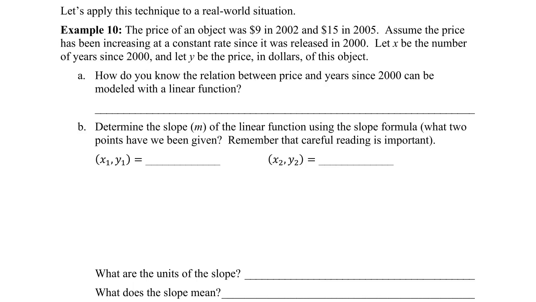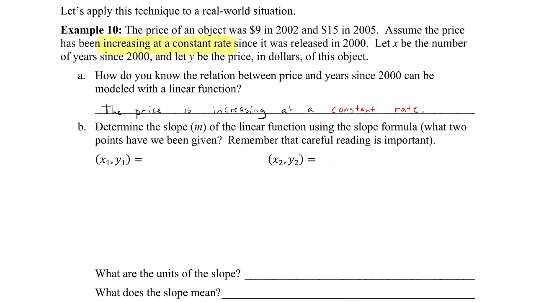Now, the first question we should ask is how we know that this is actually a job for a linear model. And in this case, we know that this is a job for a linear model because we are told that the price is increasing at a constant rate. So the specific phrase that tells us is that phrase, constant rate. Whenever we know that the output is changing at a constant rate, we know that this is a job for a linear model.